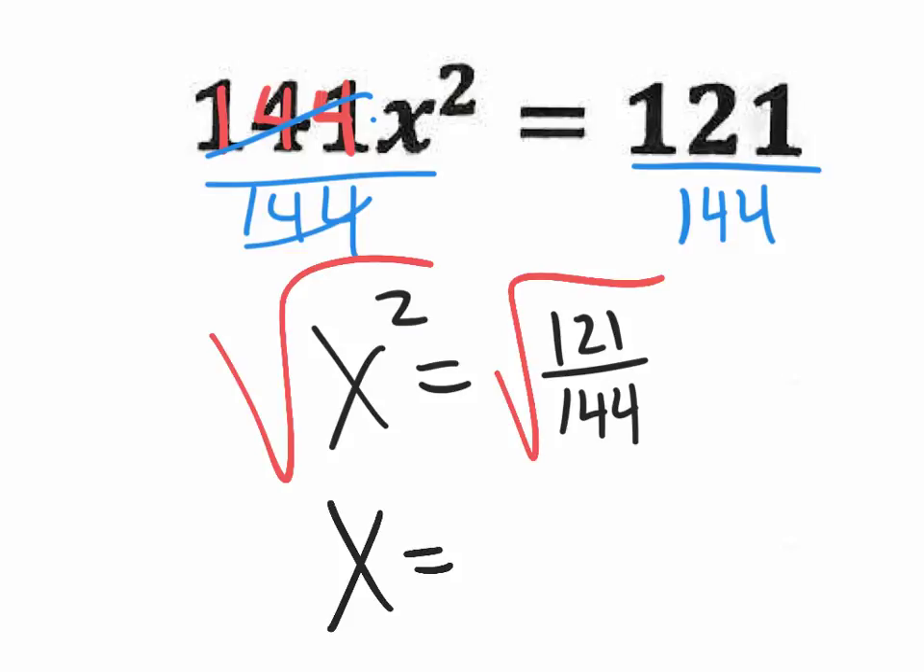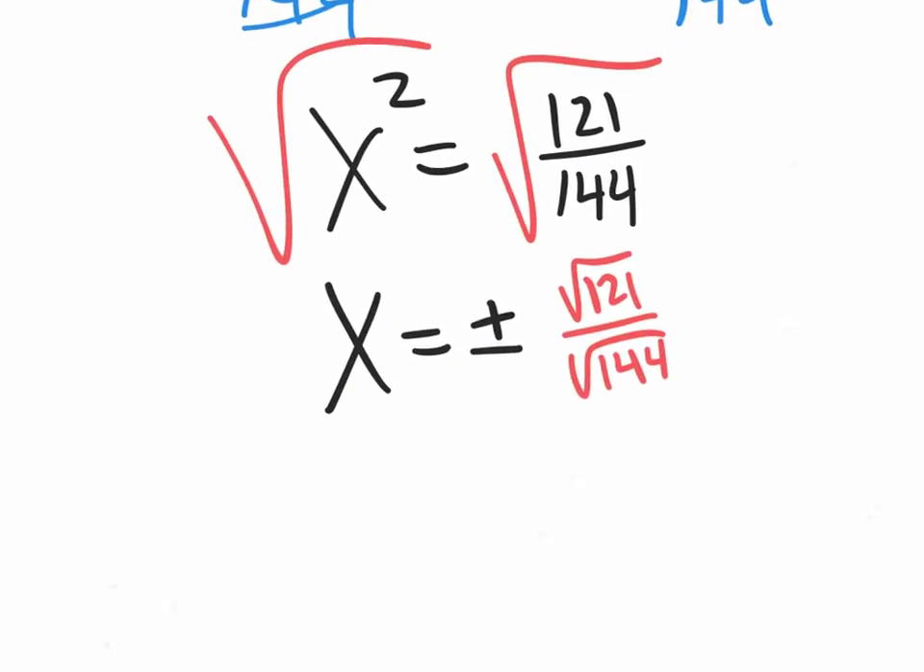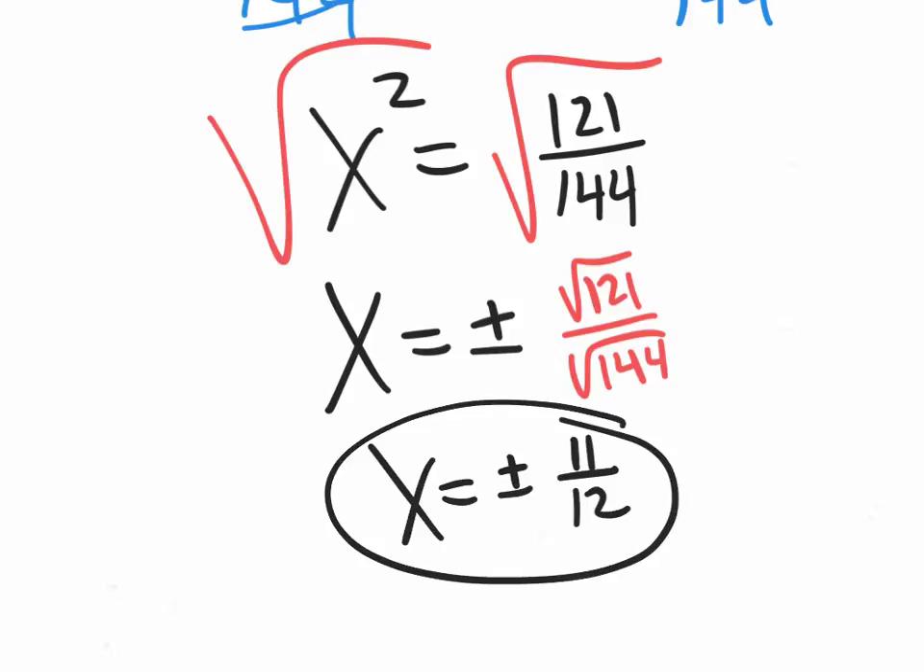But since we took the square root in an equation, our answer is going to be plus minus. And let's not forget that we split the square root to the top and to the bottom. So the answer is actually x equals plus or minus 11 over 12. So that's actually two answers, positive 11/12 and negative 11/12.